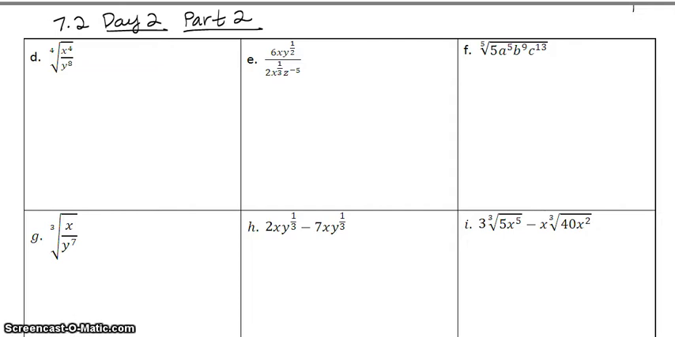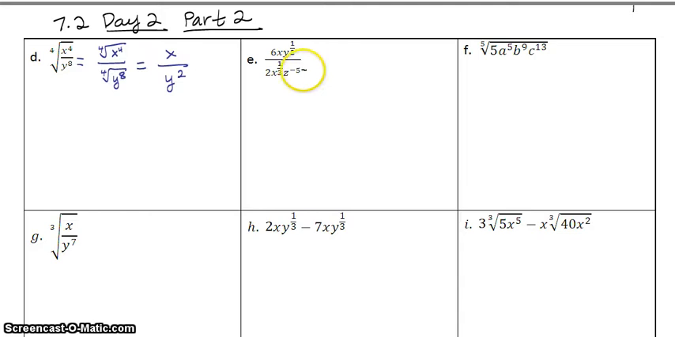Remember, when I have a fraction underneath a radical, I can split this up and turn it into the fourth root of x to the fourth divided by the fourth root of y to the eighth. And now I can use the properties we learned on the previous page. So on top, the fourth root and the power of 4 just cancel each other. And on bottom, in my mind, I'm thinking 8 divided by 4, which gives me a power of 2. So x over y squared is my final answer.